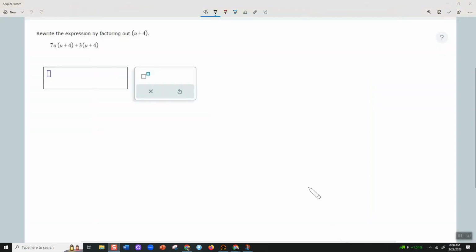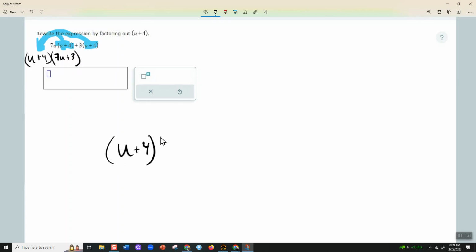Let's go to number 2. Okay, on number 2, we're factoring out what's called a common binomial. So that's this u plus 4. It is the same binomial in both. We're going to take it and put it on the outside. u plus 4 on the outside now, and then whatever's left over, the 7u, and then we keep the positive sign, and the 3 is going to be the answer. That's it. u plus 4 times 7u plus 3.